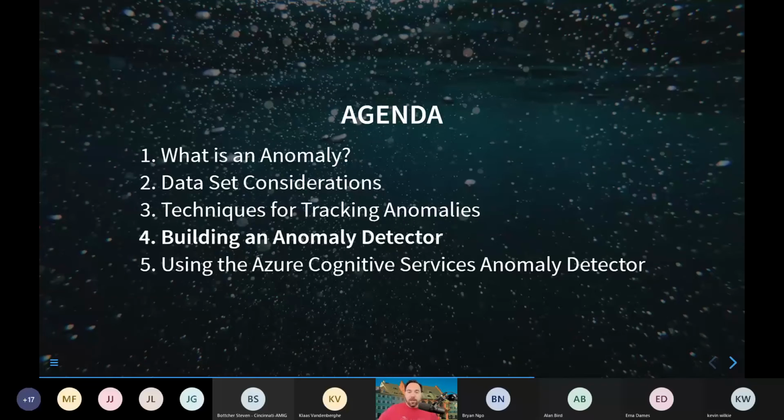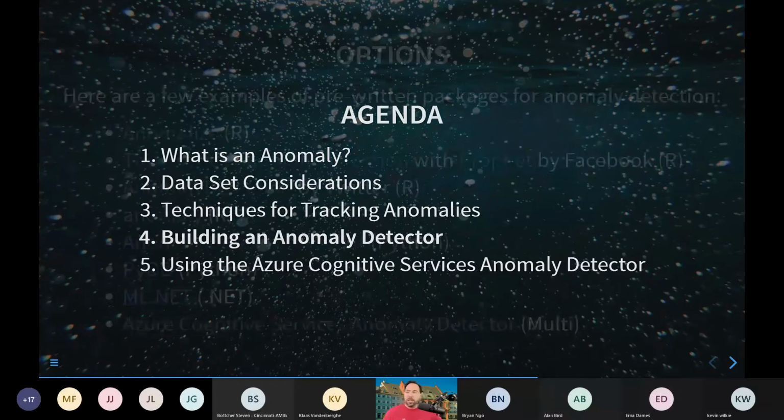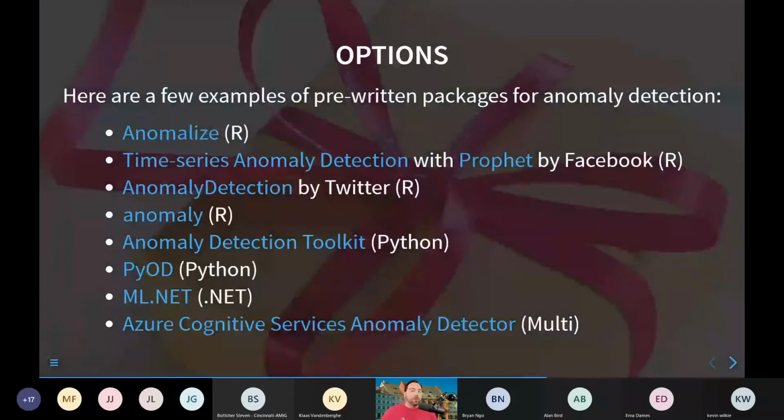Done a lot of theory. Now let's implement some practice. So we're going to build an anomaly detector in .NET. Before we do that, there are quite a few packages that give you a lot in R, in Python, in .NET, and as web services. So I don't recommend building your own necessarily.